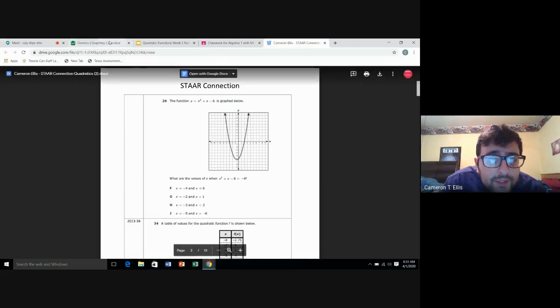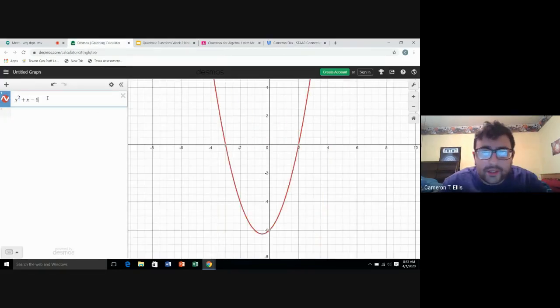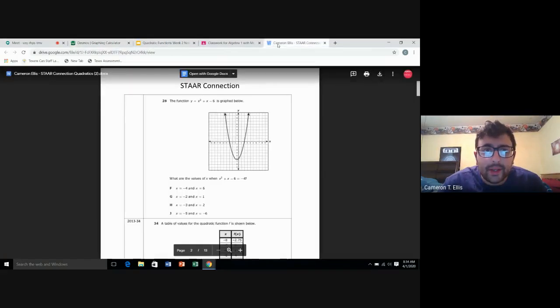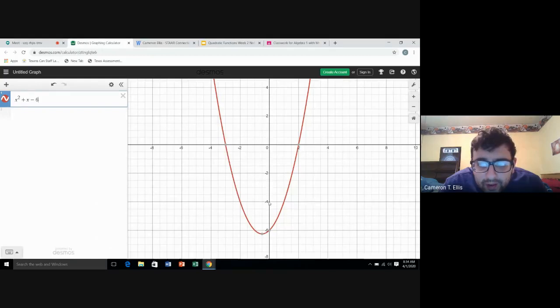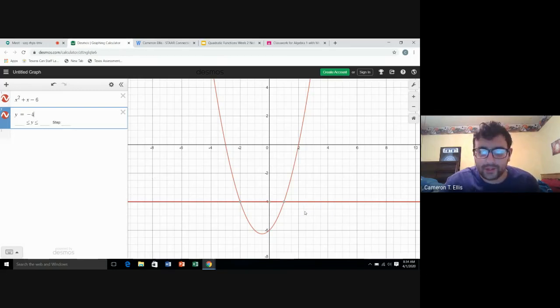X squared plus x minus 6. And it said when it's negative 4, so I go down to negative 4 right here, right? Now I go across. So, okay, I see a point right here. It's not going to let me click on it, but I got a cool trick for that. Just put y equals negative 4, like that, across, and now we can see. So I see that point, and I see that point.